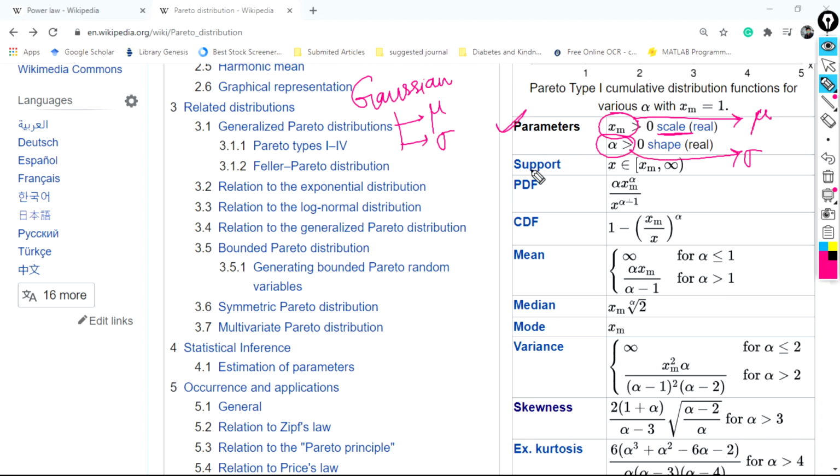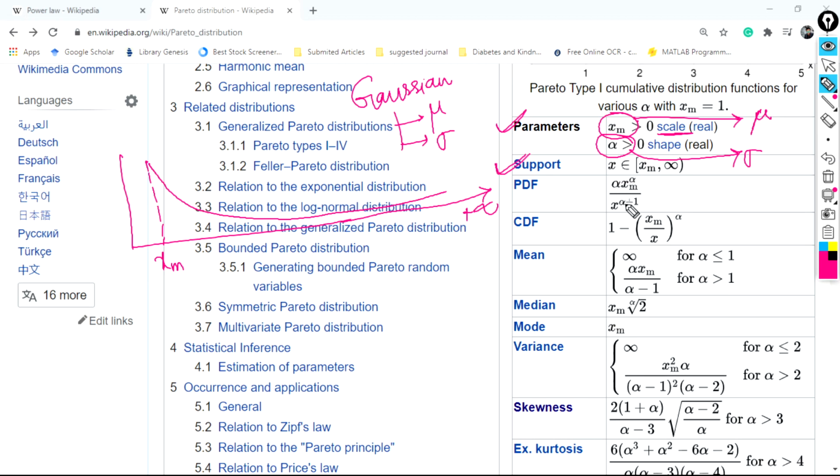So here the support lies on these regions, because you have seen the plot looks like this kind of plot. It goes to infinity, and the graph starts from here. This is the xm value, where the values are taken. So the support lies on this range.